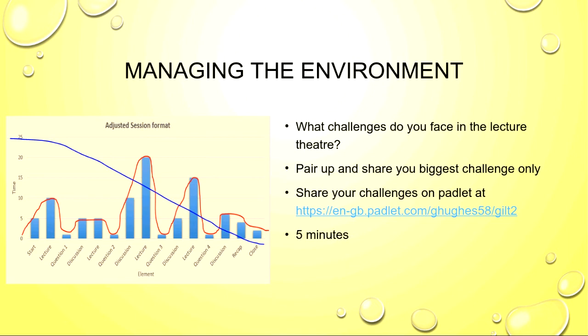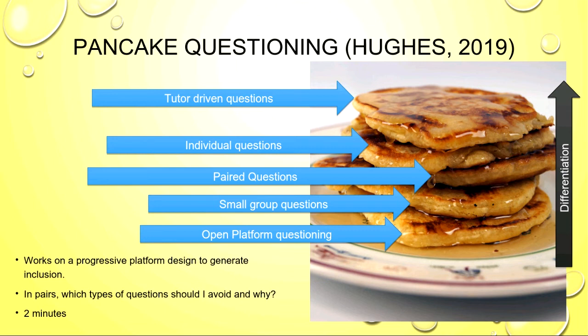Now, one of the things you can do, and this is our third part around golden ideas, is this concept of pancake questioning. So when you're talking about engagement, some students might not engage in questions because they might not have confidence in engaging. So within a lecture setting, you can use this approach to build participation, all right? Now, this works on a progressive approach. It works on five stages.